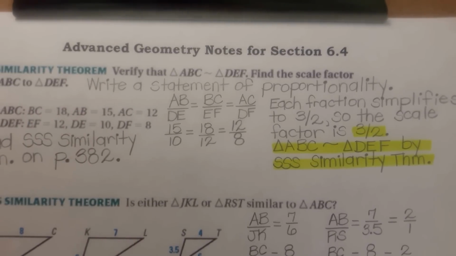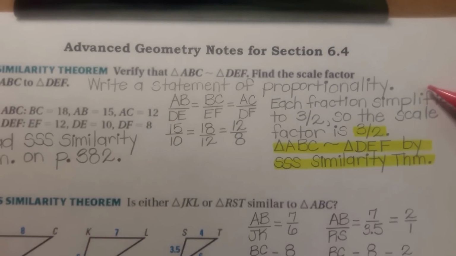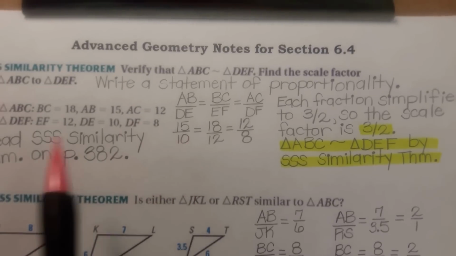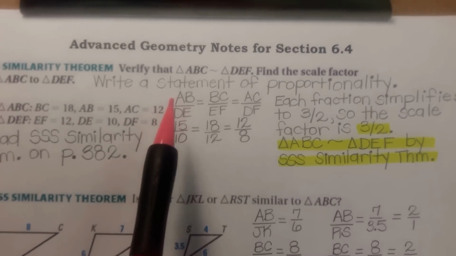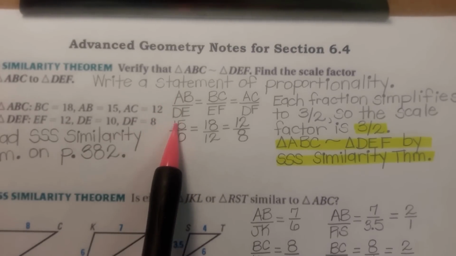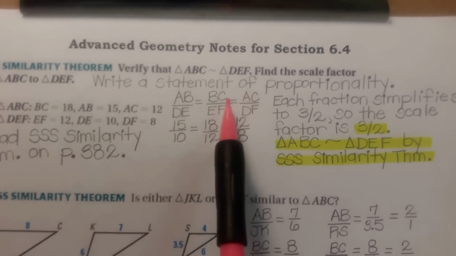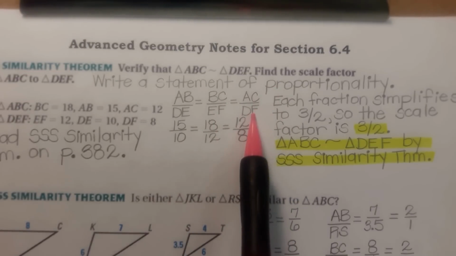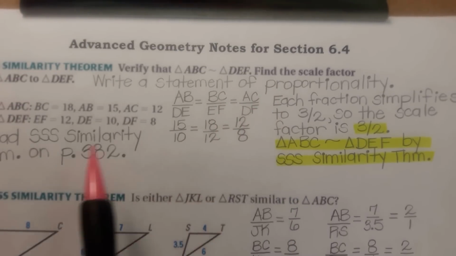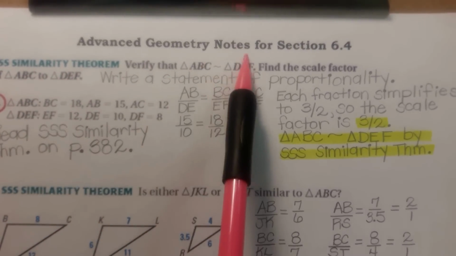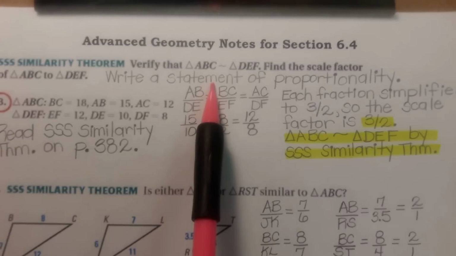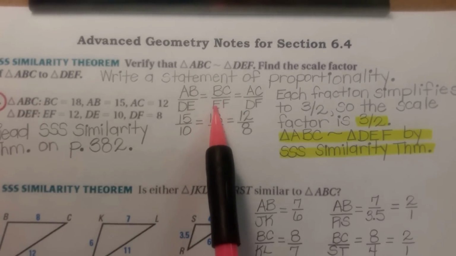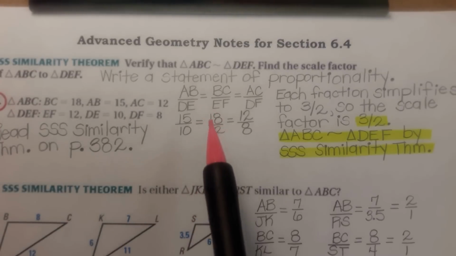The first thing I want to do is write a statement of proportionality. So what that means is I'm going to say that AB corresponds to side DE, BC corresponds to side EF, AC corresponds to side DF. And I know that by looking at the way the similarity statement is written. After I write down my statement of proportionality, I want to plug in my values.